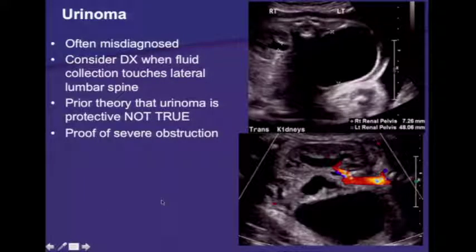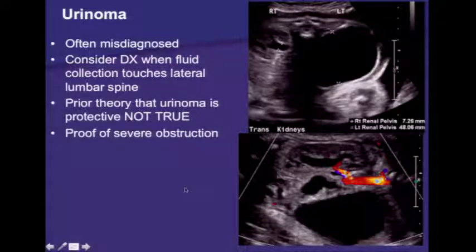Urinoma is often misdiagnosed. You want to consider the diagnosis when a fluid collection is seen that touches the lateral lumbar spine, especially if previously in that same case you have seen hydronephrosis on that side. So here's another case of a large urinoma, and the left kidney has been pushed medially.